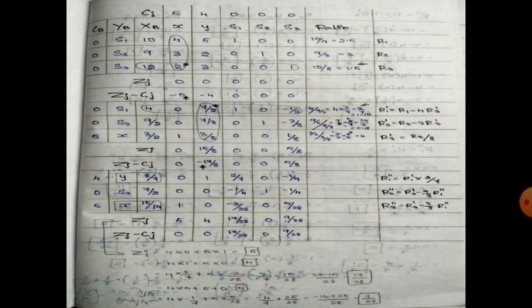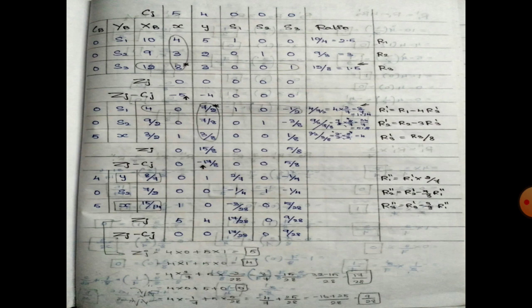First we have to find out the Zj value. Zj value will be calculated by CB into that column. CB here is 0, so no problem. 0 into 4 plus 0 into 3 plus 0 into 8, always 0. I already told you, for the initial table, Zj value will always be 0. So Zj values, you have to write 0. Next, Zj minus Cj you have to find out. So 0 minus 5, 0 minus 4, that is minus 4, 0, 0, 0.